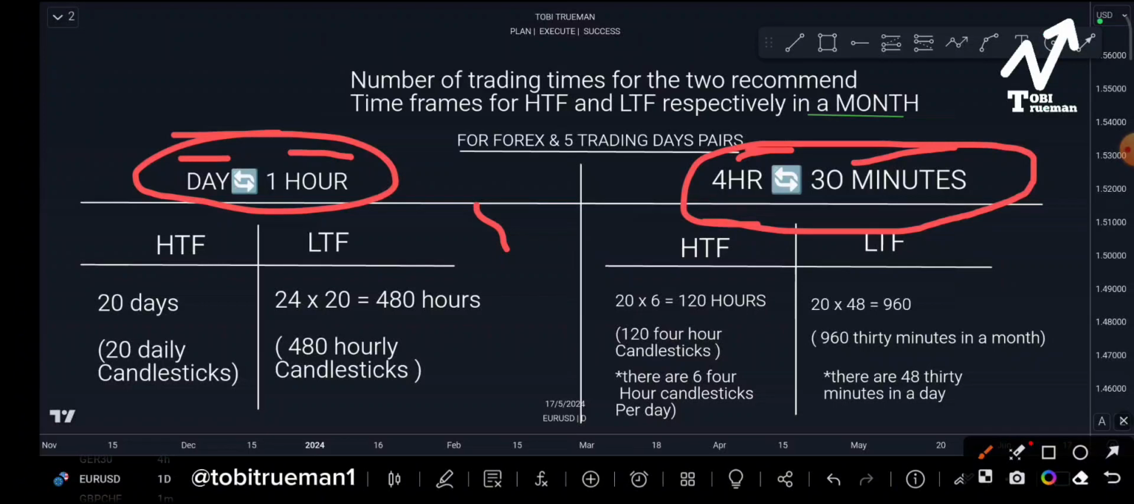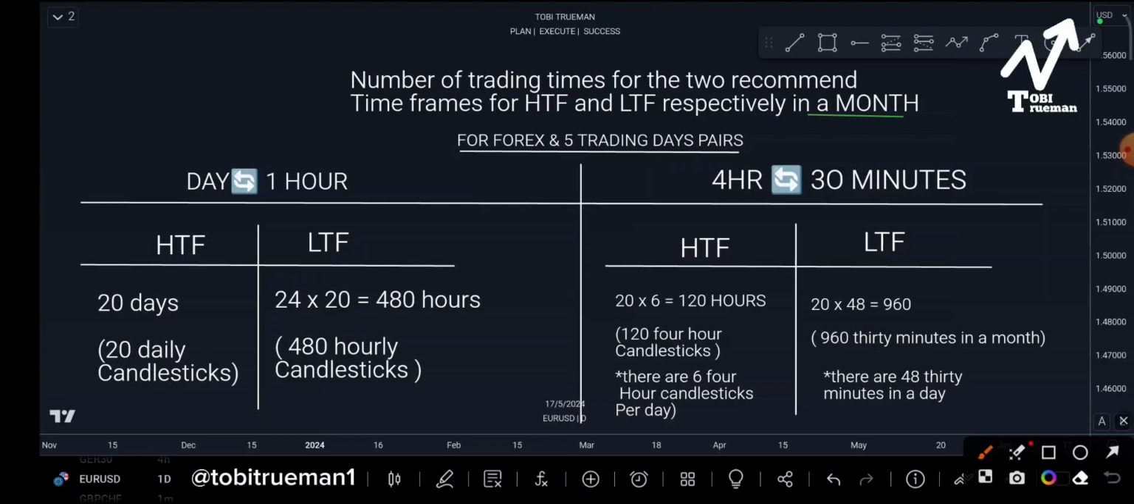So using a simple calculation, if you are using the daily time frame and the 1 hour as our entry, on the higher time frame in a month, this example I'm making here is for forex pairs and 5 trading days. What I mean is this: for forex pairs in a month, we only have Monday to Friday. Saturday, Sunday, you can't trade forex pairs or stocks, all those other things. The only things you can trade Saturday and Sunday are cryptocurrencies, or synthetic indices like Volatility 75, all of those.